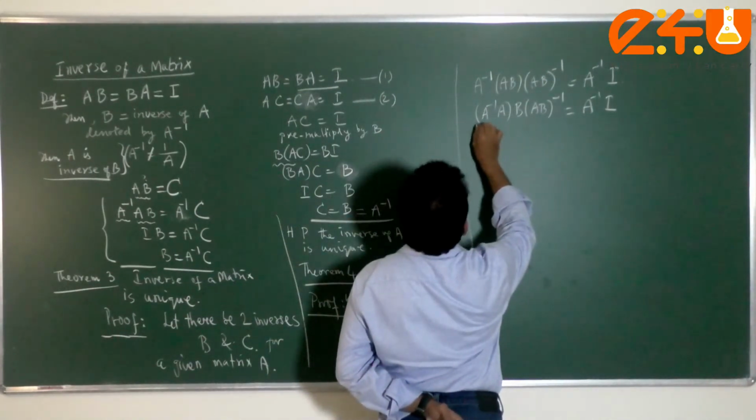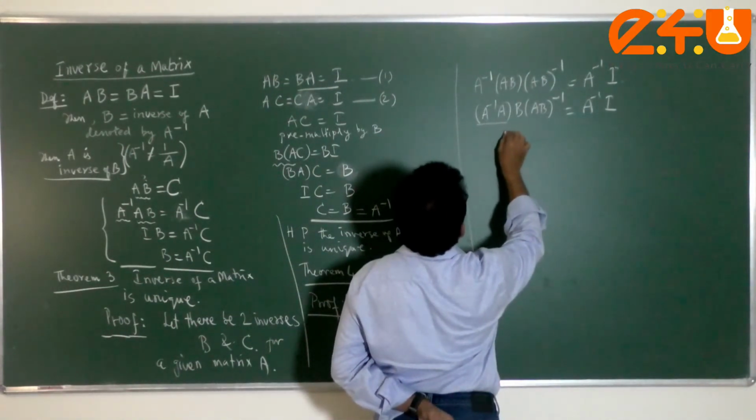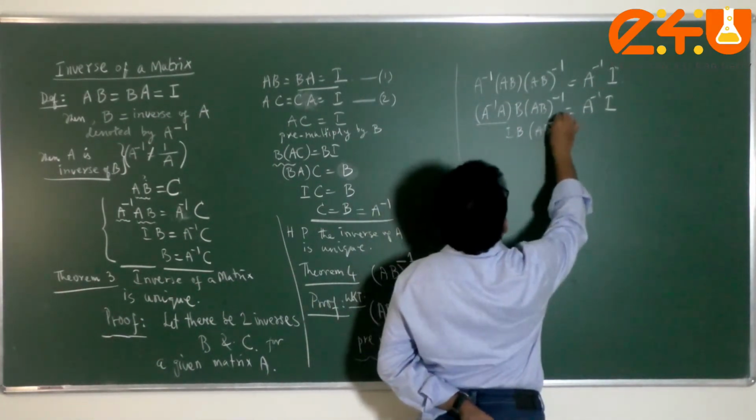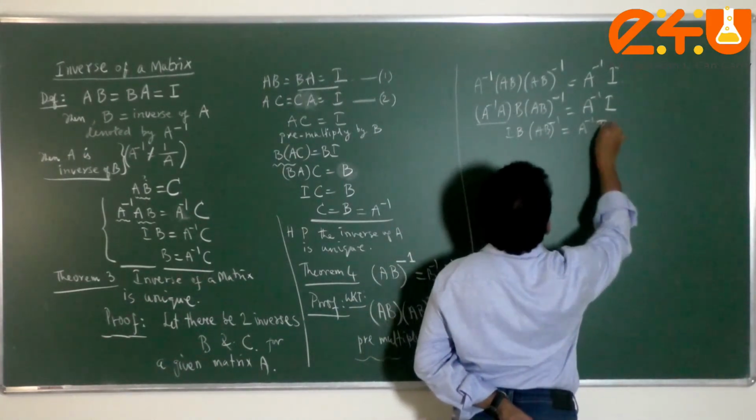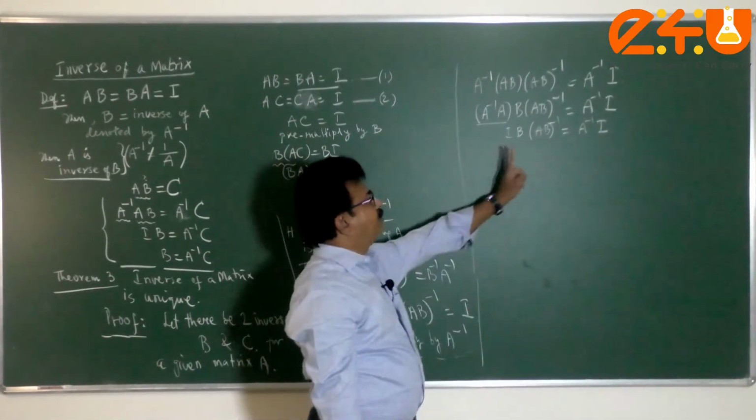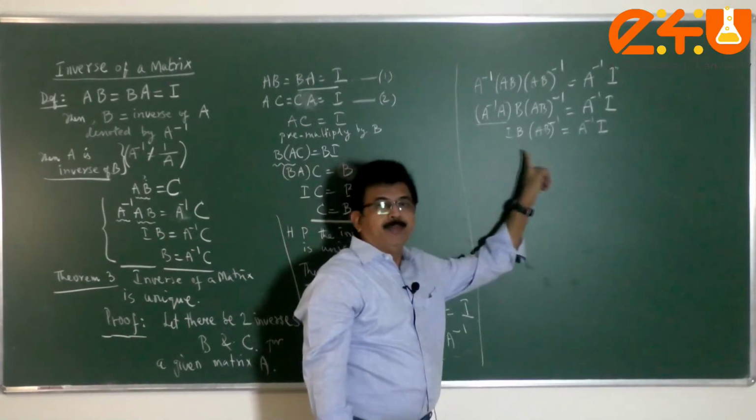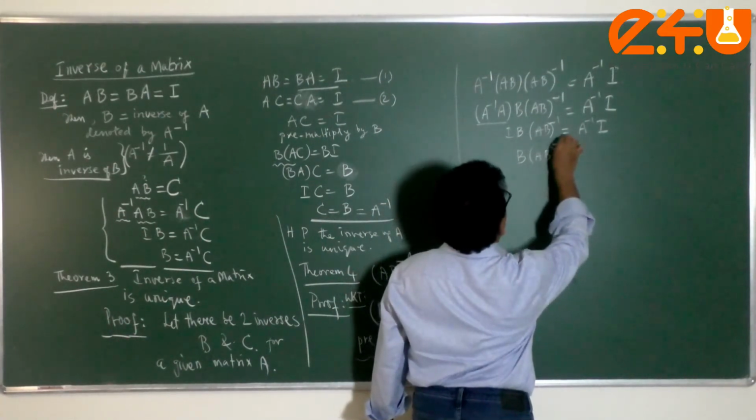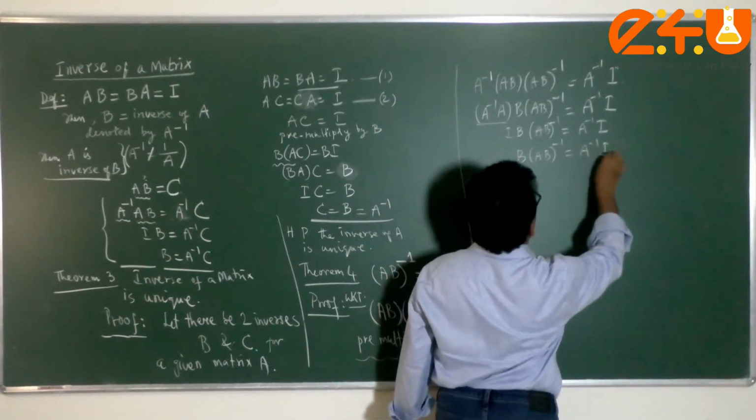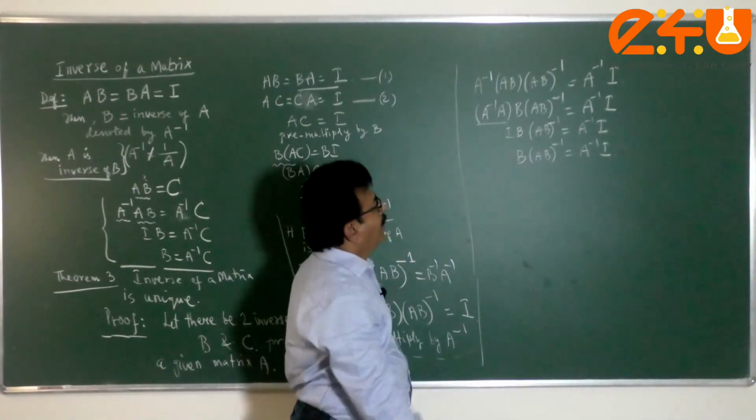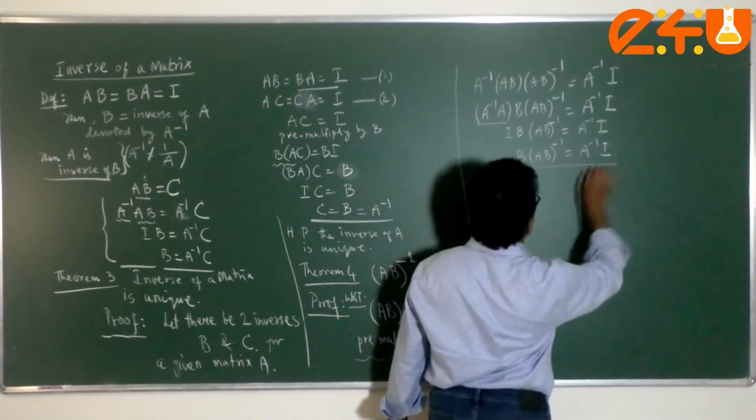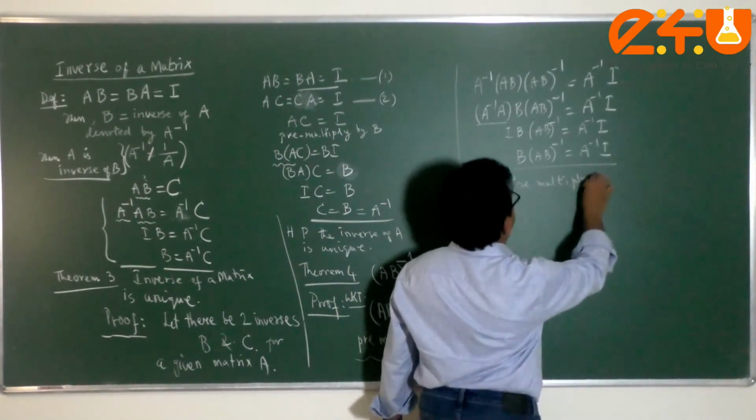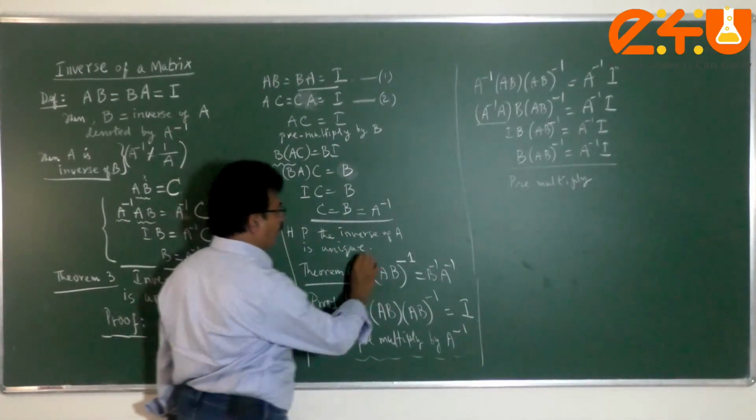Now students can figure it out. A inverse A is I times B, (AB) whole inverse, RHS there is no change, and I times B, identity matrix multiplying any matrix gives the same matrix, that is B here, times (AB) whole inverse is A inverse times I. Now students can make a guess what is to be done. Pre-multiply. Look at what you have to prove.